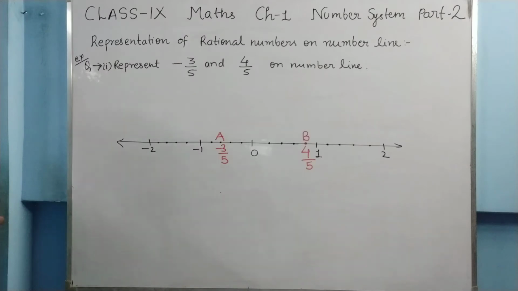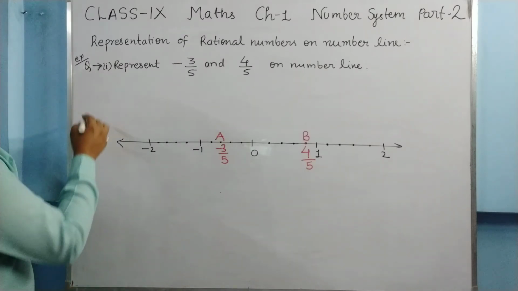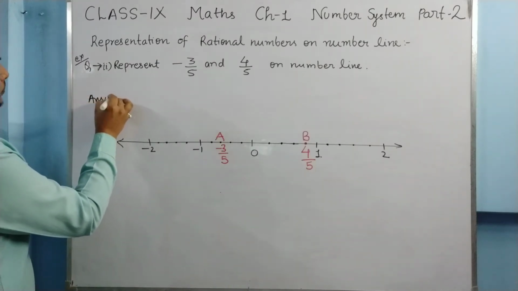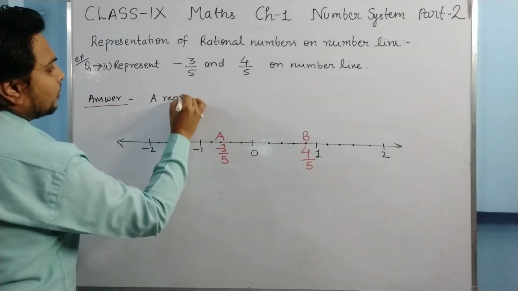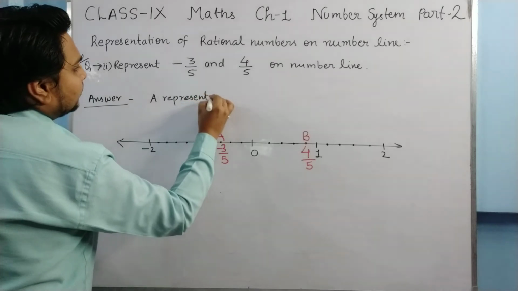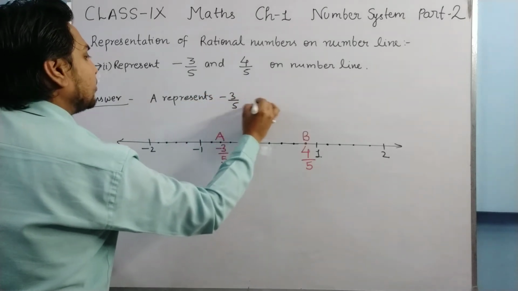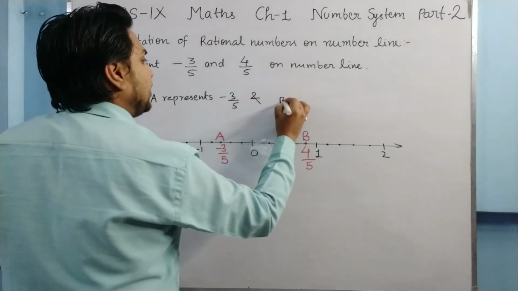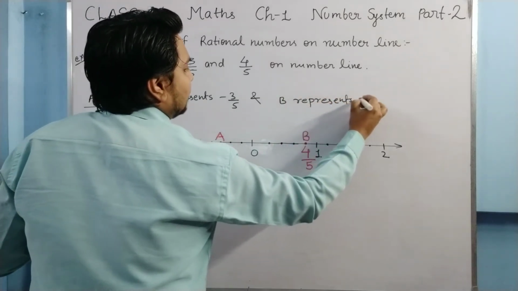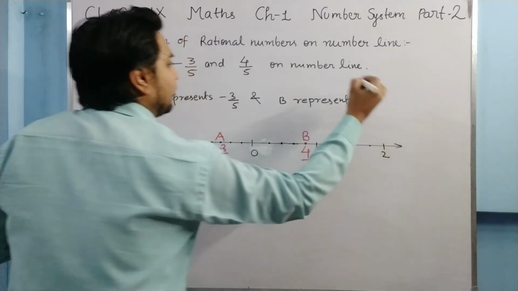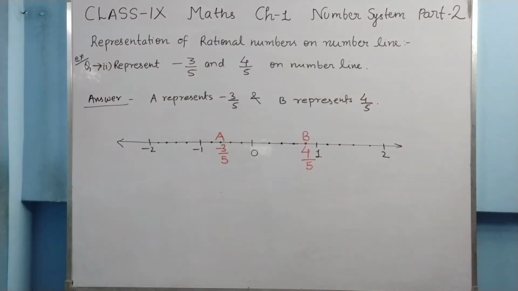So the answer we can write here that A represents minus 3 by 5 and B represents plus 4 by 5. Okay, so like this students, we can show any rational number on the number line. You can pause the video and note it down.